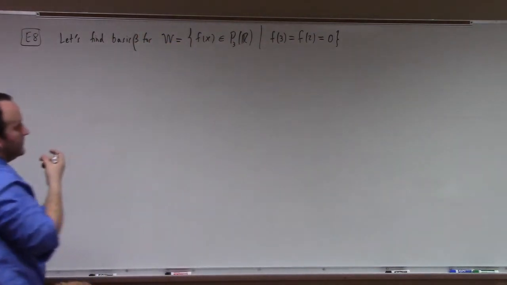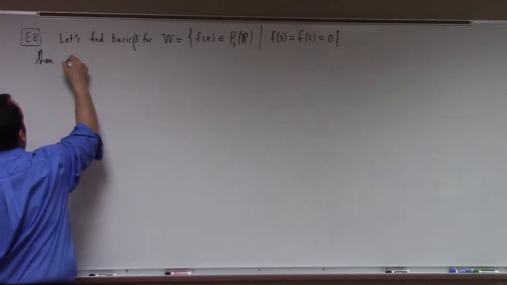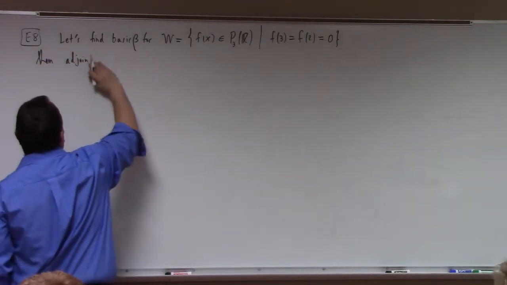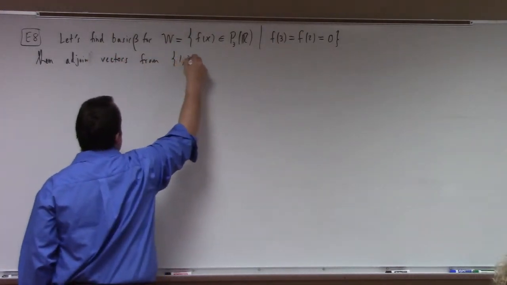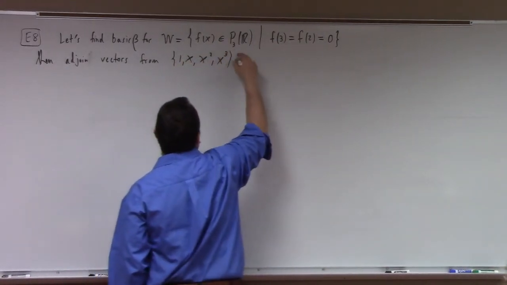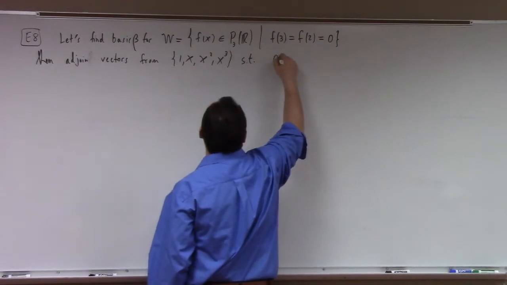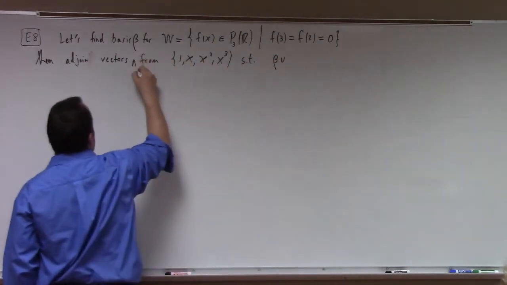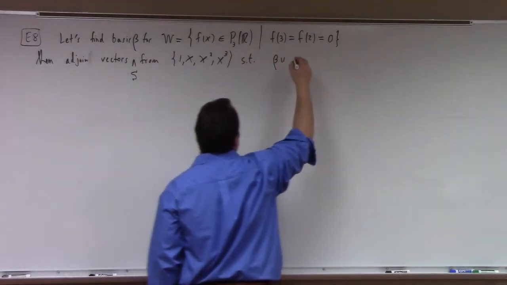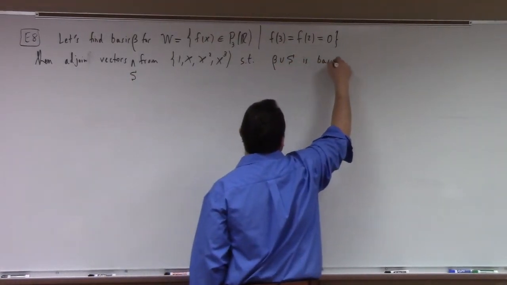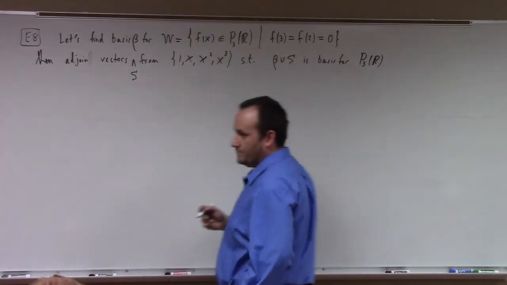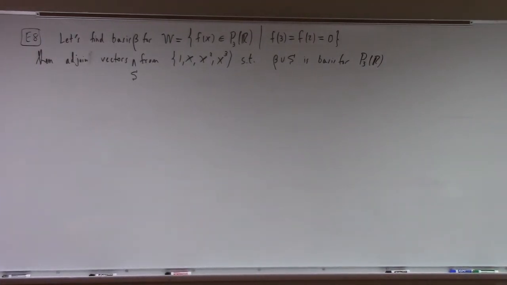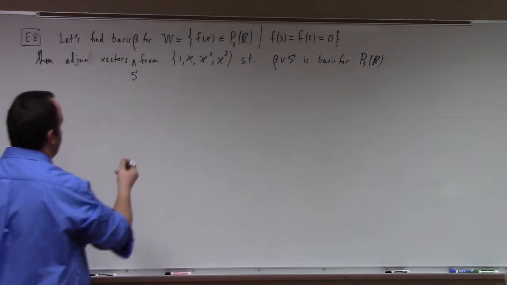All right. Then adjoin vectors from the monomial basis, 1, x, x squared, x cubed, such that beta union with, let's say those vectors are called S, beta union S is a basis for P3. All right, so I kind of already spilled the beans and showed you the trick to understand this vector space.